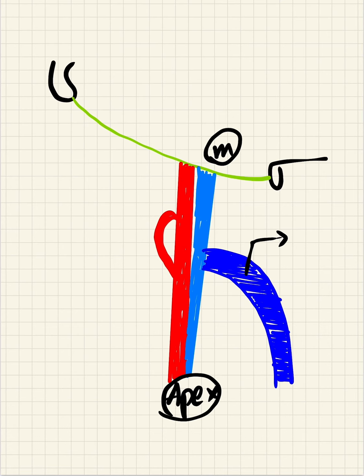Femoral vein, it accompanies the femoral artery like this. At the base it is present medial to the femoral artery. At the apex it is present posterior to the femoral artery. And it receives the great saphenous vein, profunda femoris vein, and also the veins accompanying the superficial branches of the femoral artery.